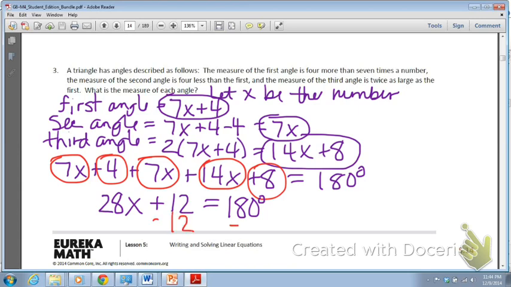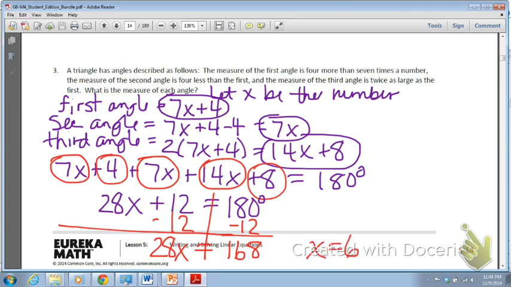Subtract 12, and what do I get here? 168 there, and this is 28x is equal to 168. I'm running out of room here, but 168 divided by 28, that means x is equal to 6. Dividing both sides by 28. So x is 6. So let's figure out what our angles are.